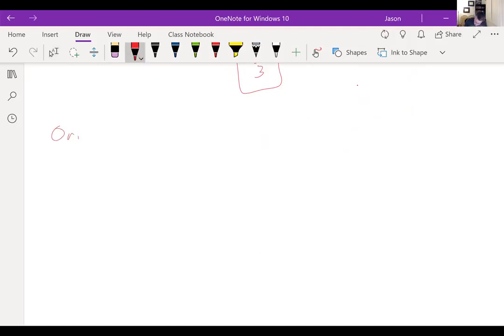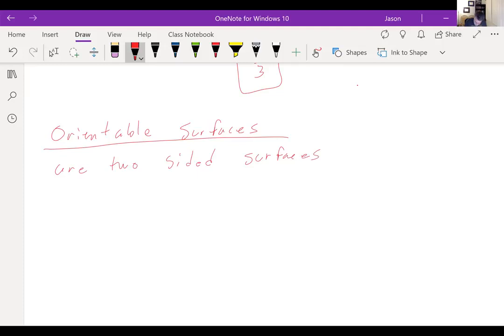Okay, so let's talk about orientable surfaces. These are two-sided surfaces. Say that we're going around this thing, but we have this surface here. Think of it like a top half of a dome.